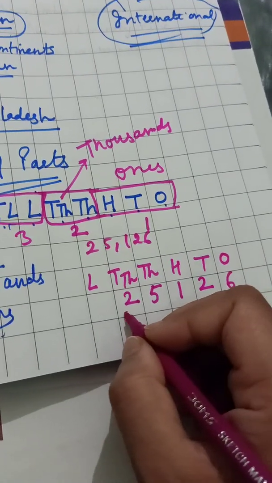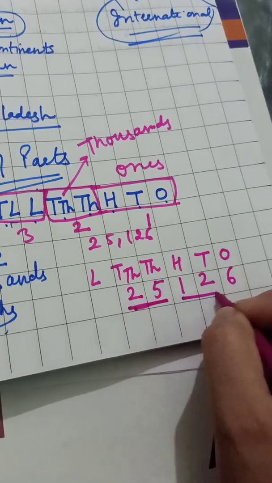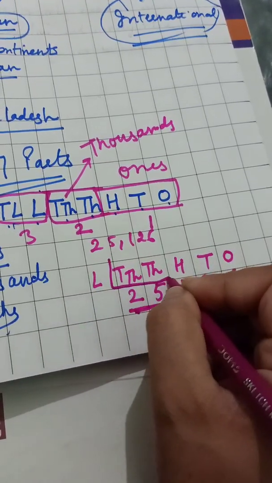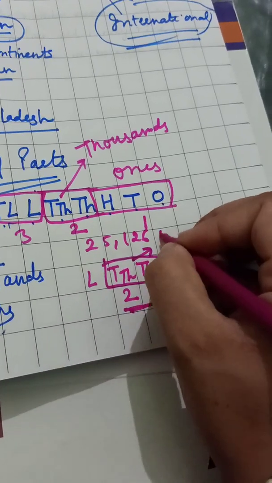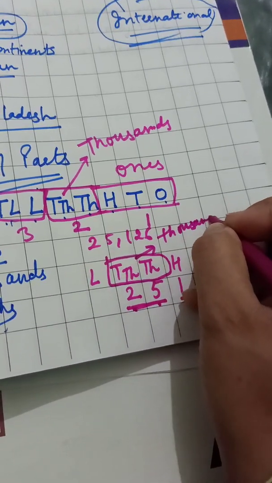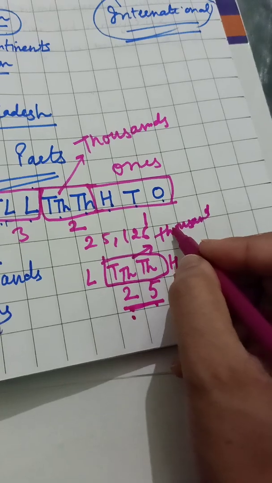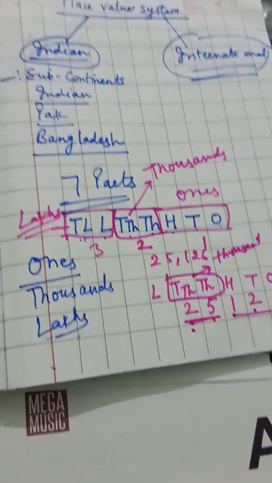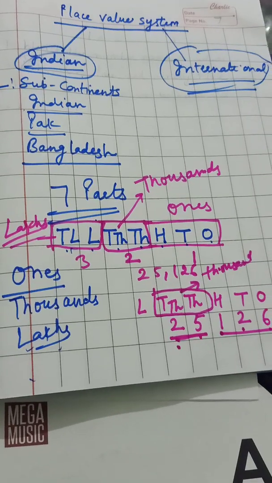So how to count it? This is one part, this is another part. So 25,000, because it forms 1000. It is 25,126. I hope the Indian place value system is clear to you now.